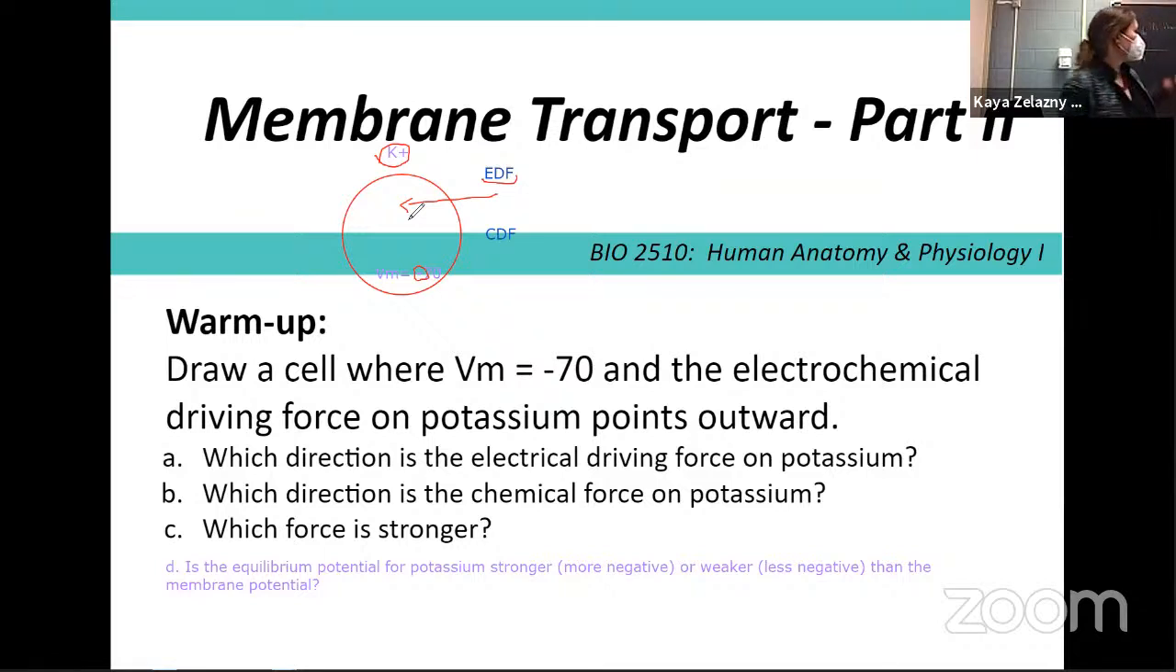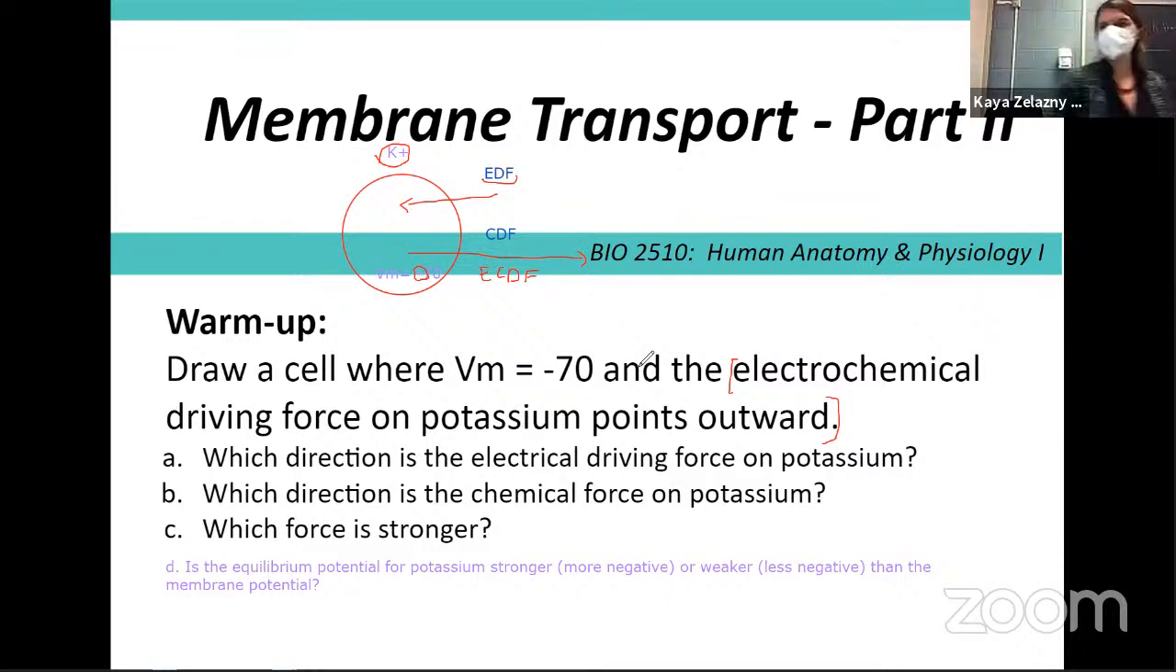So, let's think about this part with the electrochemical driving force now. We're going to remember what this means before we attack part B. So we'll draw it on. All right, so this is going to be our electrochemical driving force. We're given the information that that points outward. What is our electrochemical driving force made up of? What do we add together to get that electrochemical driving force? The two things. Yeah, the electrical force and the chemical force.